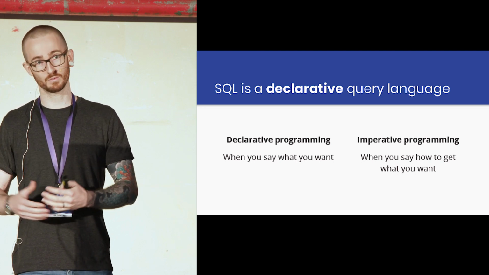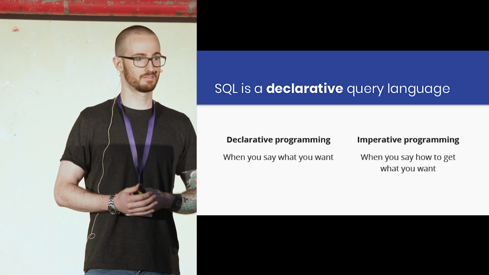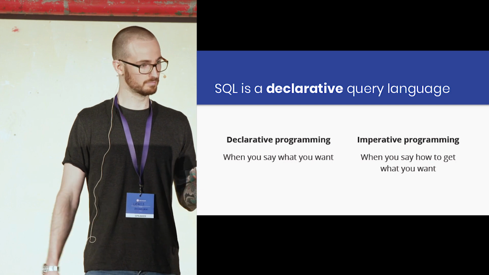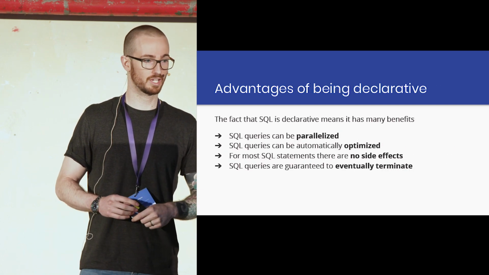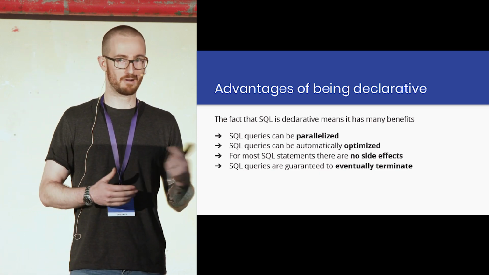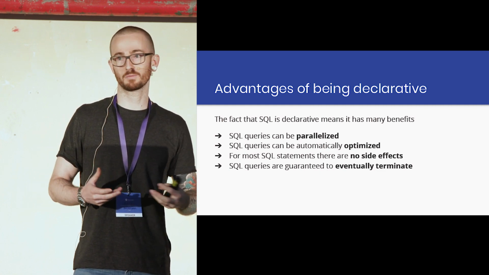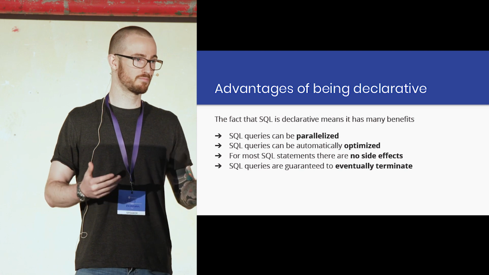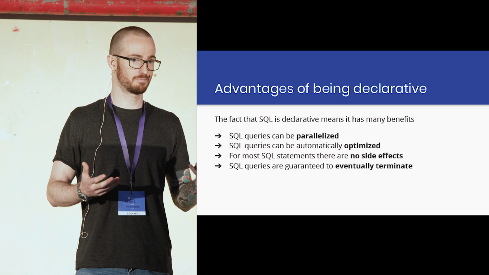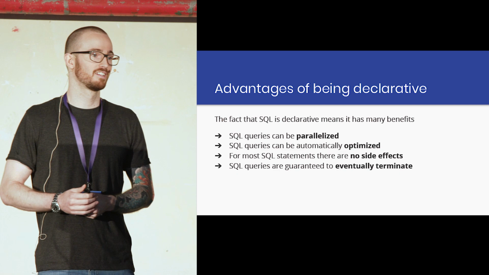We want to sum these numbers. We want to group these numbers. And that's quite a fundamental difference. It's a limitation, but it also has many advantages. Looking at the advantages of being declarative, SQL queries can be parallelized as a result. Every data warehouse or SQL engine has some kind of query planner which can do fairly impressive optimizations. And it can also parallelize computations like a sum across thousands of machines.